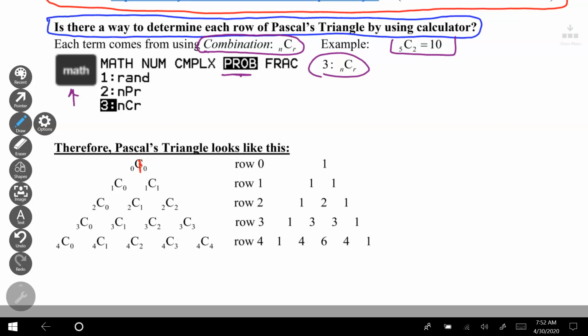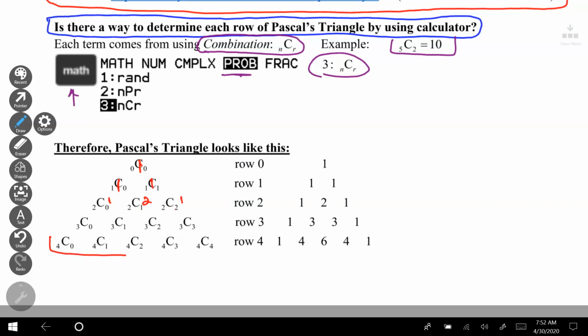If you have 1 item and you want to select none of them, there's only one way to do that. If you have 1 item and want to select one of them, there's only one way to do that. And you get this special pattern. 2C0 is 1, 2C1 is 2, 2C2 is 1, and so on and so forth.